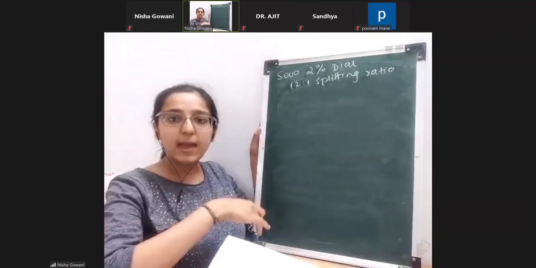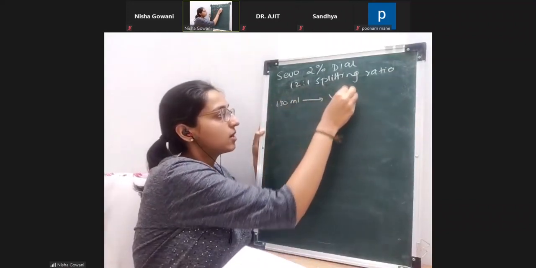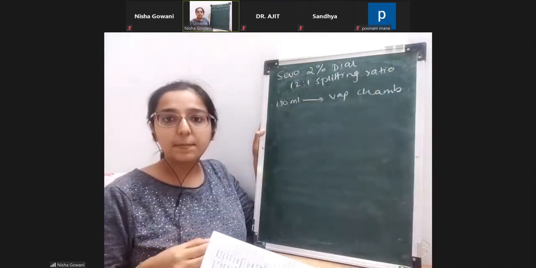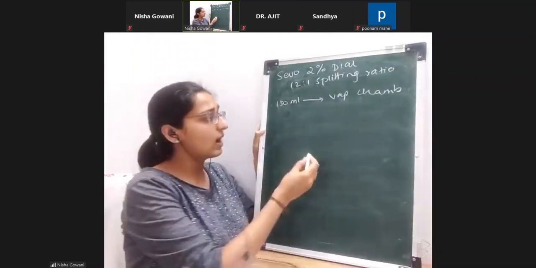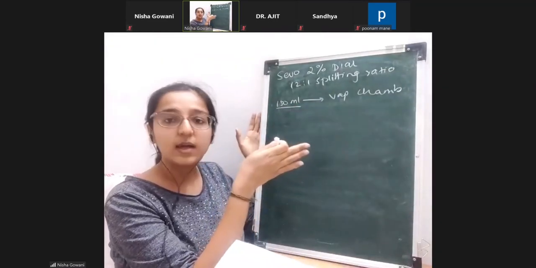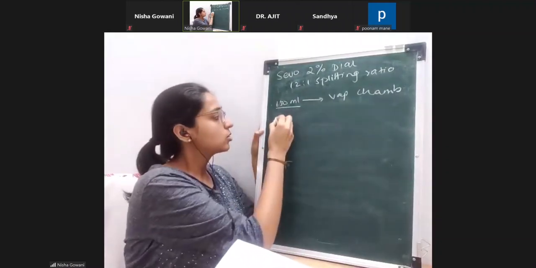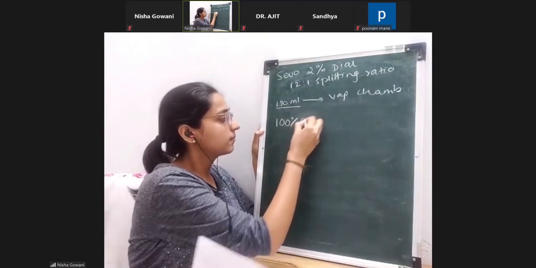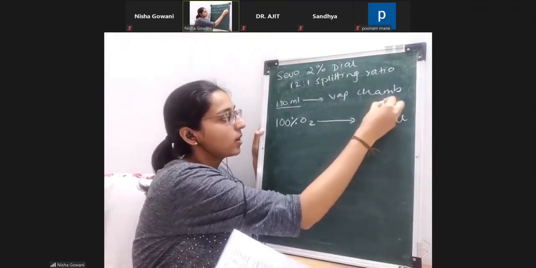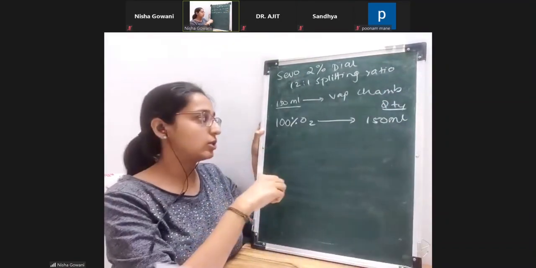So 150 ml is going towards the vaporizing chamber, right? And this is going to be picking up the vapors of sevoflurane. Now, this 150 ml of inhalation gas that we are saying, it's 100% oxygen, all right, that we are taking. So I have taken 100% oxygen, okay, and that is how much? 150 ml. What is the quantity of this 100% oxygen? 150 ml, which is going to the vaporizing chamber.